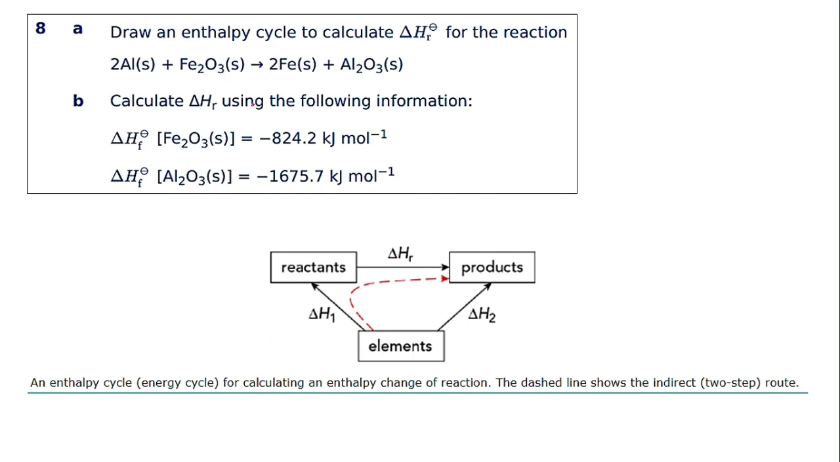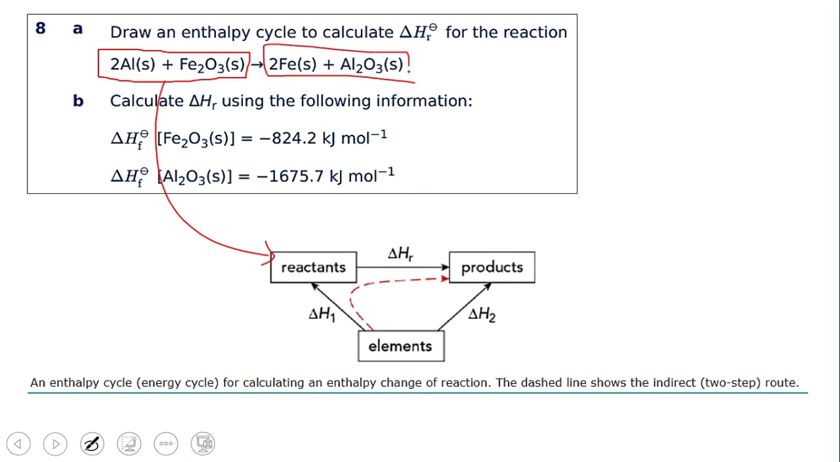So using the same, we can just make our own cycle for this particular reaction. We have 2Al solid plus Fe2O3 solid as the reactants. We are going to write them here. And we have 2Fe solid and Al2O3 solid as the products we are going to write here. And we will have delta H reaction in between them. And now we have to write the elements in their standard state. You can check any side, maybe reactant side, maybe product side, and you can just write the elements. Let's say we are going to check the reactant side now.